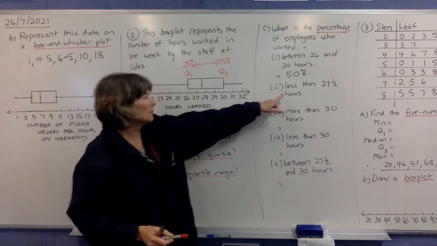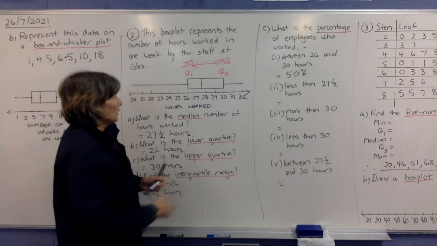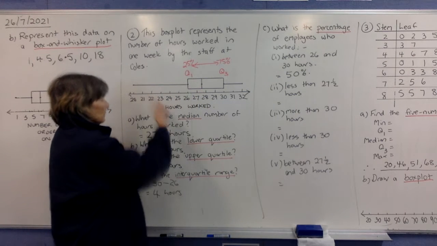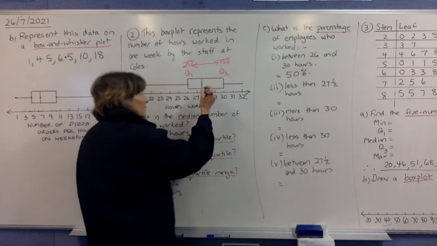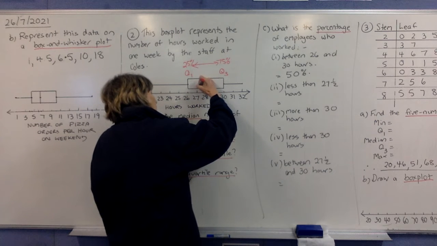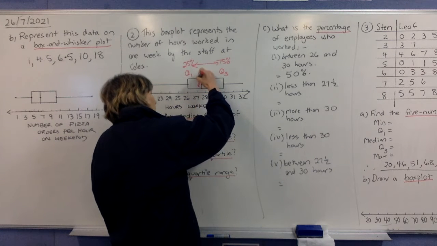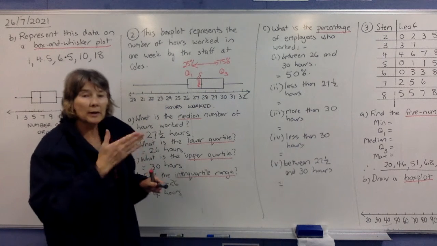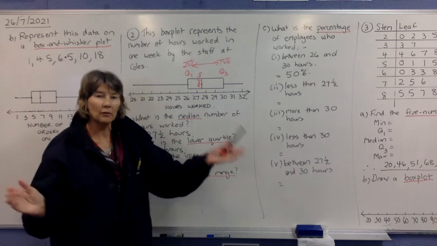All right, the next one, less than 27.5 hours. Here's your 27.5. Less than that, knowing that this is the median, that's 50% because the median is right in the middle. So you're going to have 50% below, 50% above.